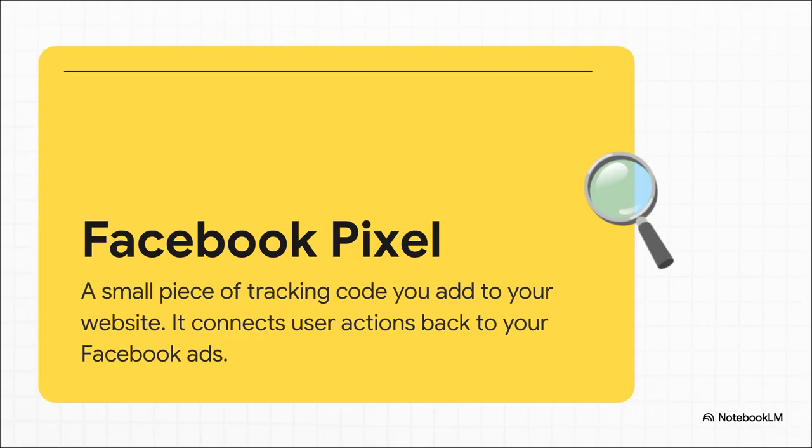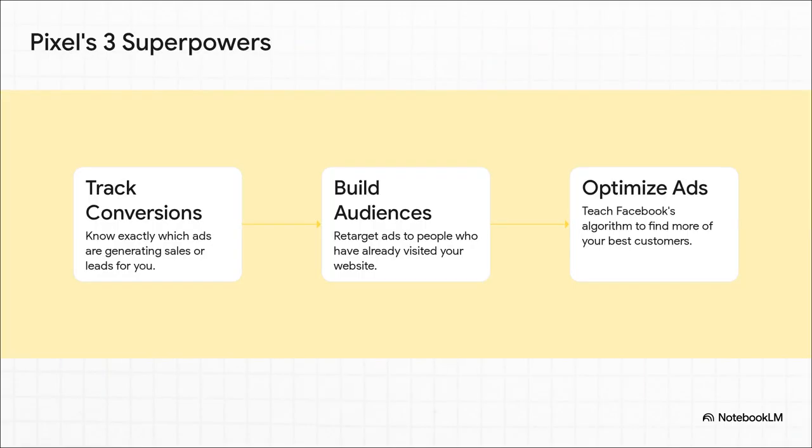Now, I know that sounds really technical and intimidating, but it's not. It's just a tiny piece of code you put on your website. Think of it like a little bridge that connects what people do on your site back to the ads they saw on Facebook. And this little piece of code has 3 amazing superpowers. First, it tracks conversions, so you know exactly which ads are making you money. Second, it lets you build audiences of people who've already visited your site, so you can show them ads again. And third, it feeds all this data back to Facebook, basically teaching the algorithm how to find more people just like your best customers. It's an incredibly powerful feedback loop.